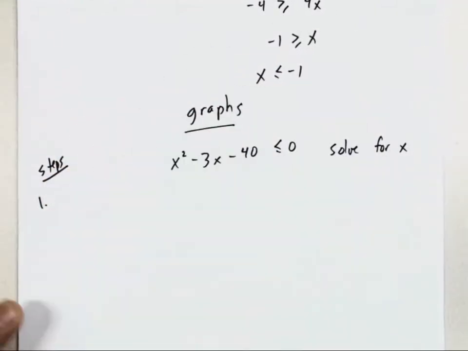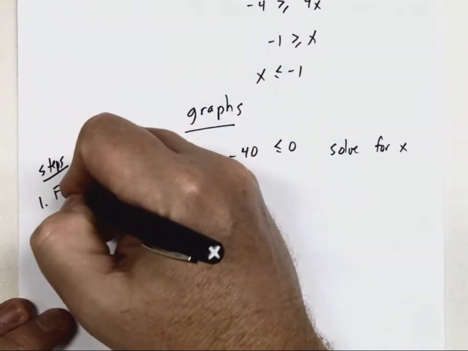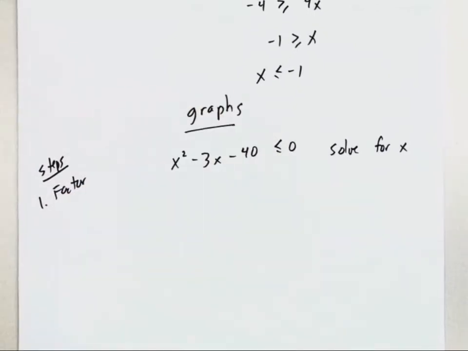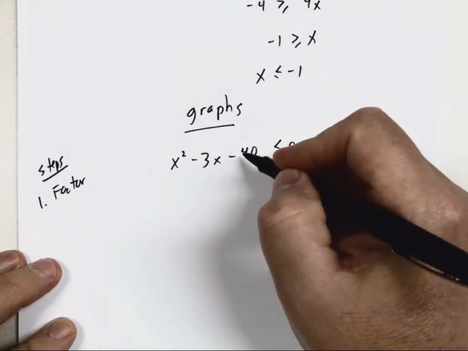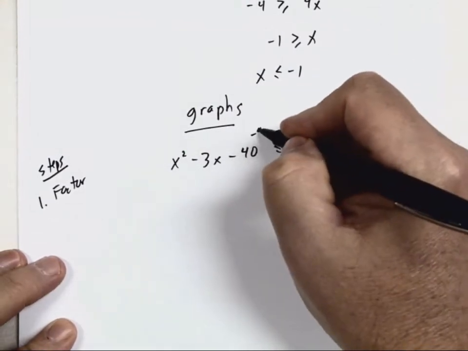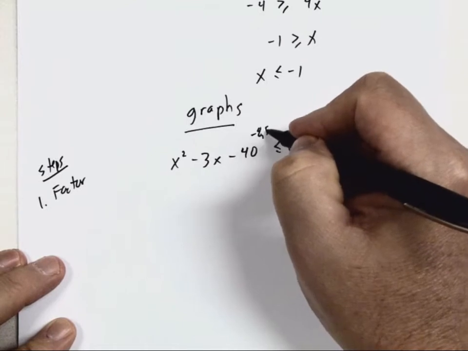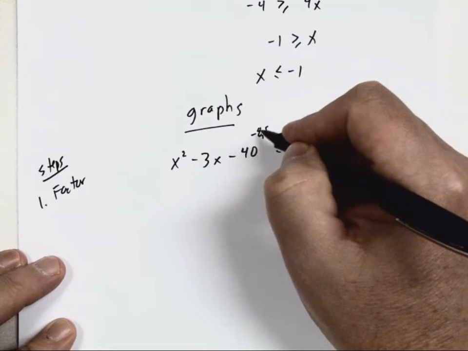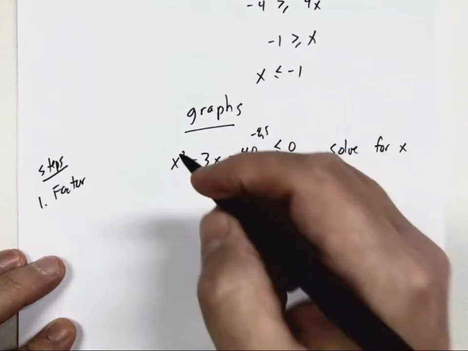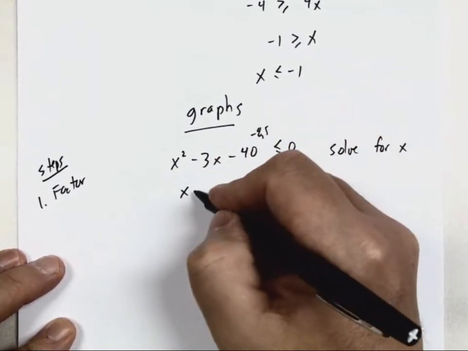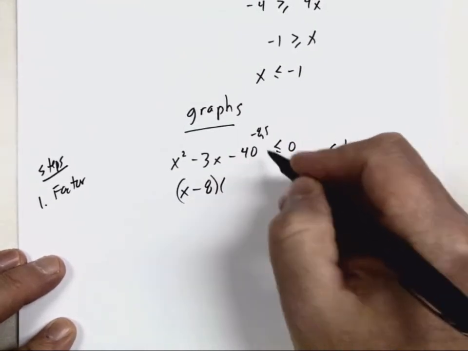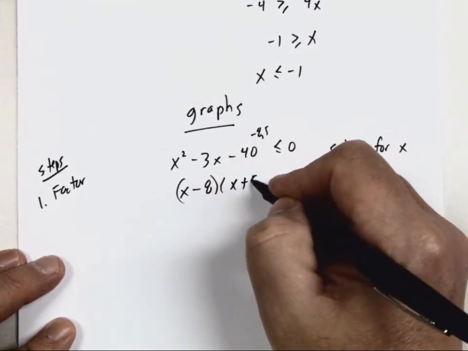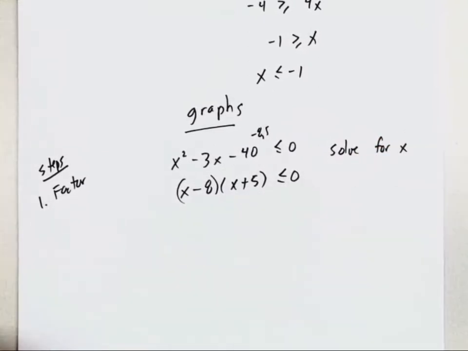First thing you have to do, and if you can't do this, you probably cannot solve the problem, you have to be able to factor. So here's our trinomial that does factor. The product here is going to be negative 40. The factors are negative 8 and 5, because when you multiply negative 8 and 5, you get minus 40. But when you add negative 8 and 5, you get minus 3. So since these are the factors, I can factor this expression into this.